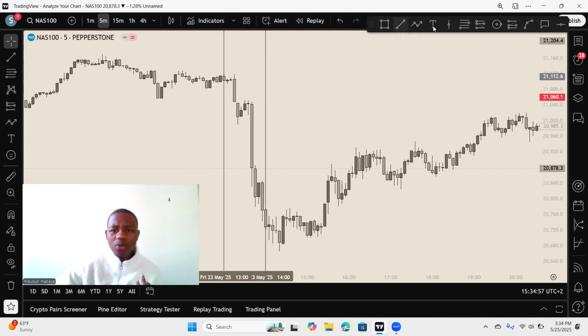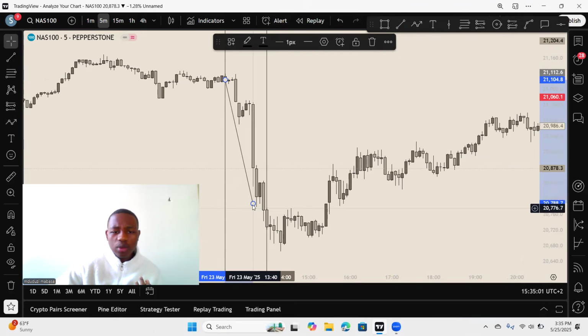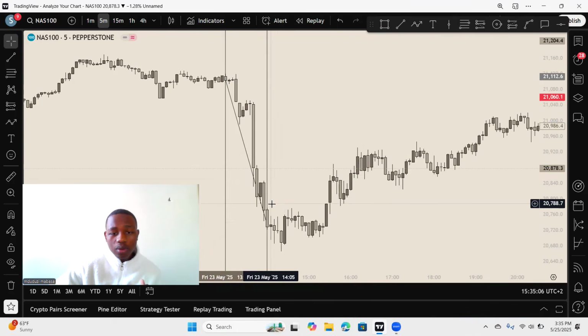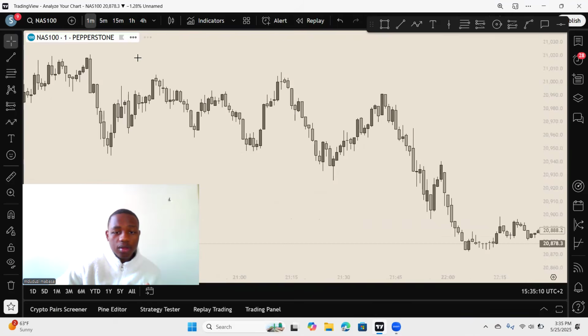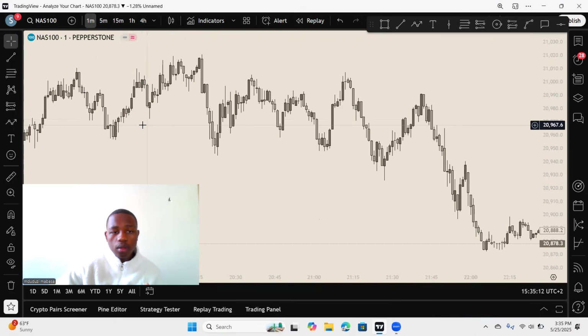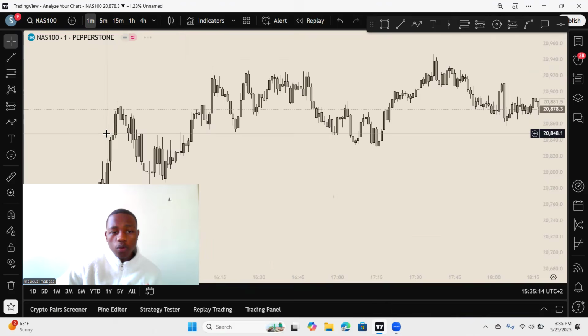On Friday, the market was going down from 1 to 2, as you can see. The market was going down just like this. After going down like this, from 2, you go to the 1 minute time frame.